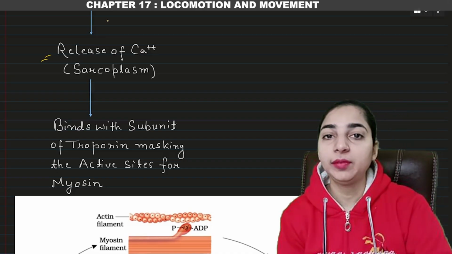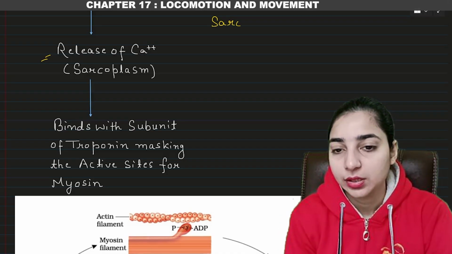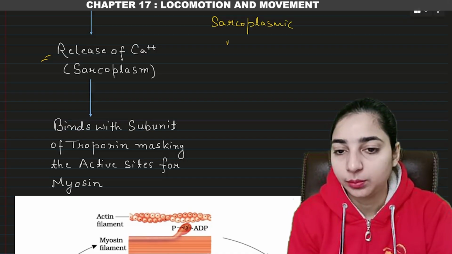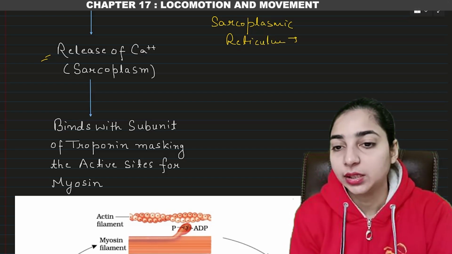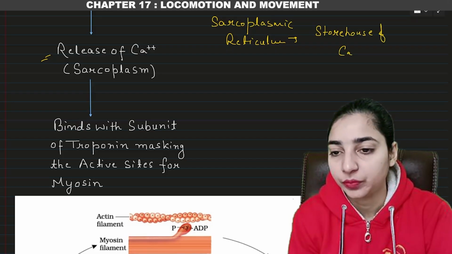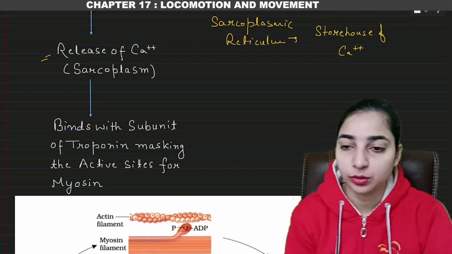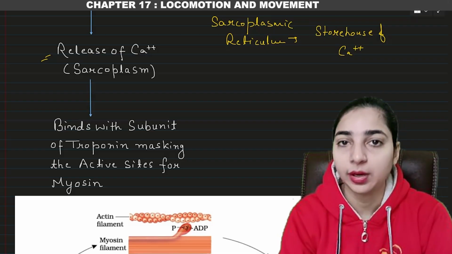So if you remember, we have discussed that the sarcoplasmic reticulum, that is nothing but the endoplasmic reticulum of the muscle fiber, is the storehouse of the calcium ion. We have already discussed this. So now you have to understand what is the importance of the calcium ion. We have discussed that calcium ion plays a very important role in the contraction of the muscle.